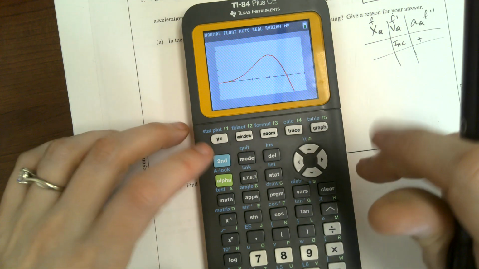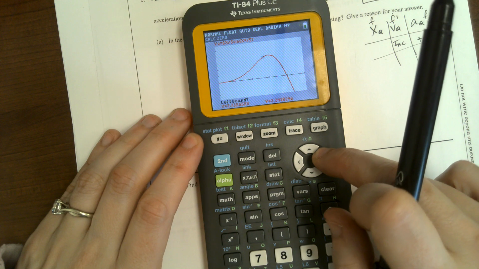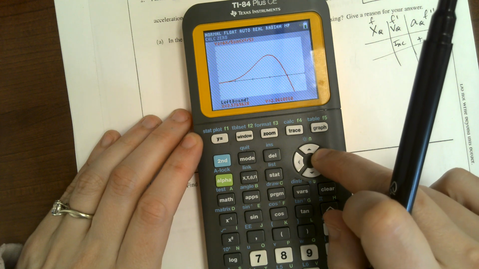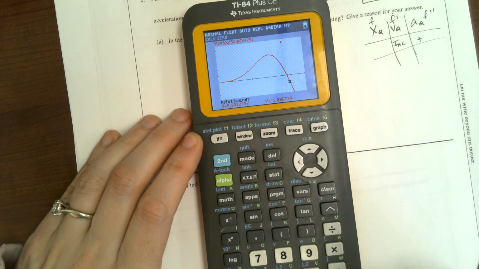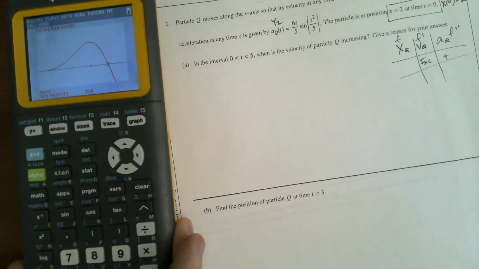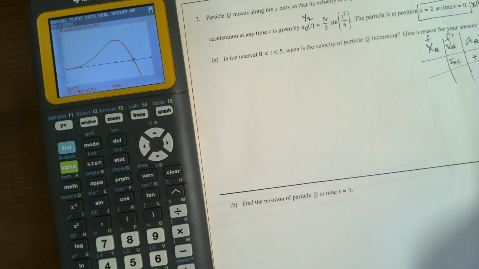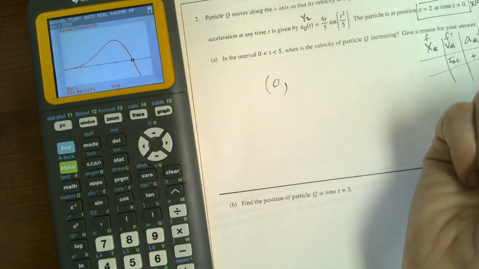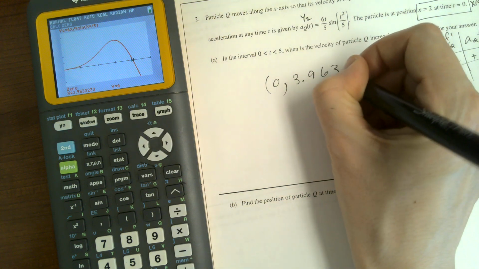Okay, so how do I find that point? I go second trace 0. Okay, and then I'm just like above it. Oh, enter. Okay. So the answer is from 0 to 3.963. Okay, so that would be the time interval.